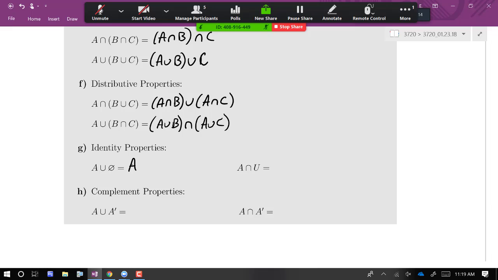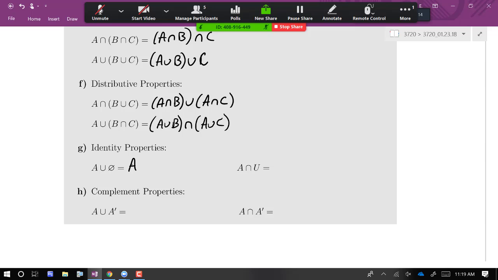What about if I intersect a set A with the universe? So I want all the stuff that's in both A and the universe. It's not the union. It has to be in both at the same time to be in the intersection. Is there stuff in the universe that's not in A? No? So A stands for any arbitrary set that exists in some universe, some universal set.